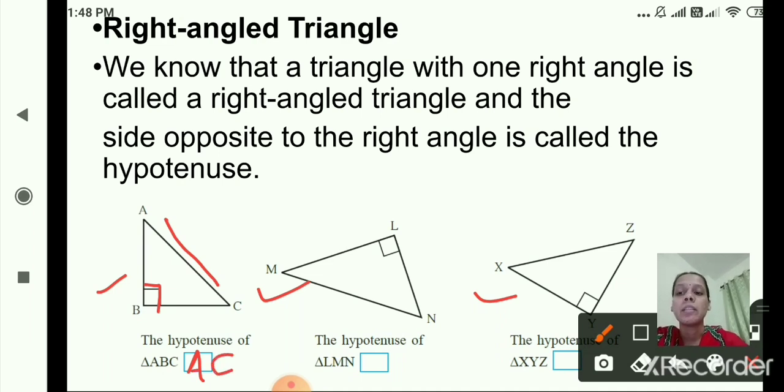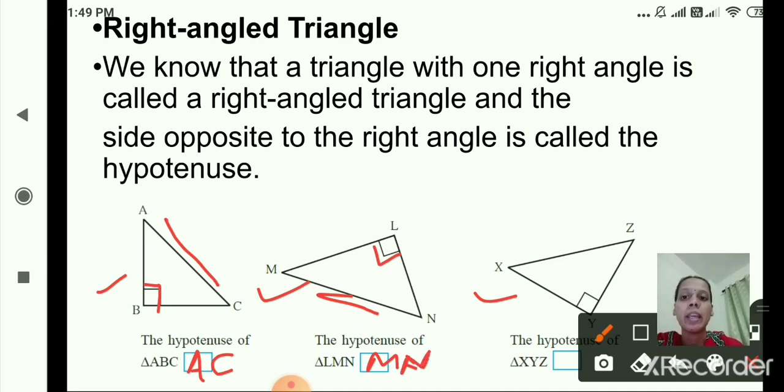Now in the second triangle, the hypotenuse of triangle LMN is what? The right angle is angle L, and the side opposite to angle L is MN. See, this side which is opposite to the right angle is the hypotenuse. So the hypotenuse of triangle LMN is MN.